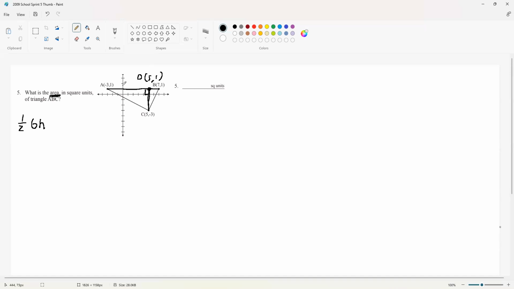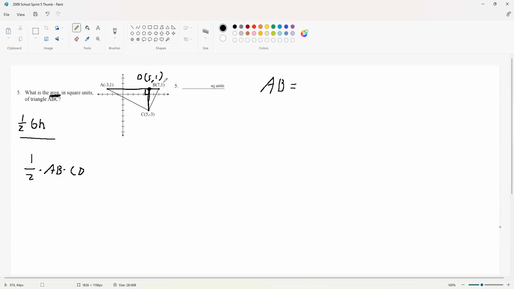Knowing this, we now have the values for these two lines, and we can use the 1/2 base height formula. First, we're going to find the length of AB. I'm going to rewrite our formula real quick: 1/2 times AB times CD. My length AB is going to be the length of that line. It's supposed to be an equal sign.